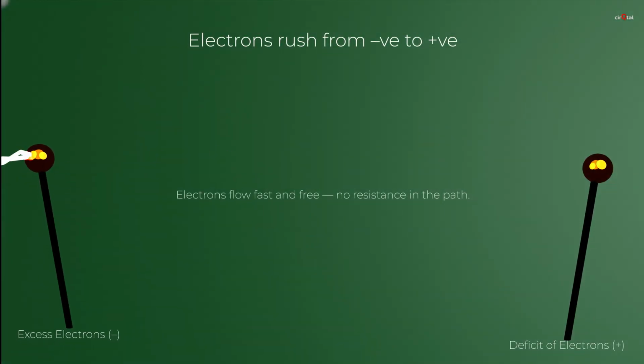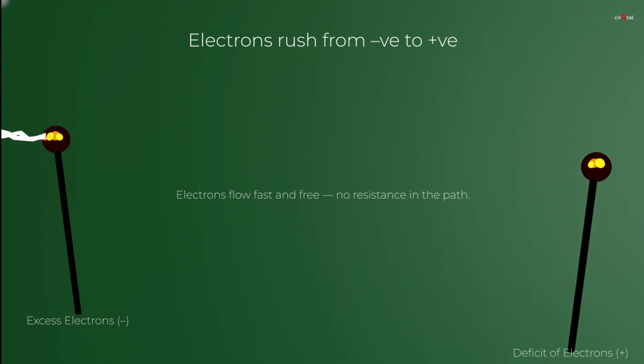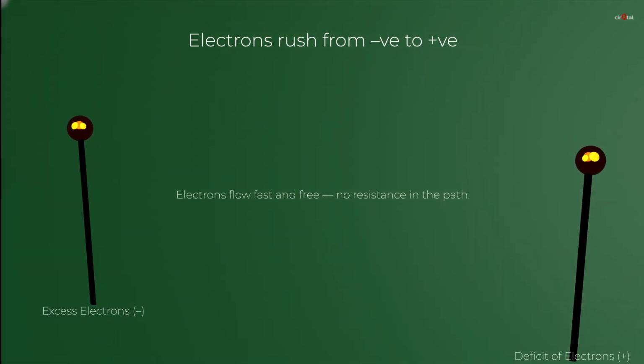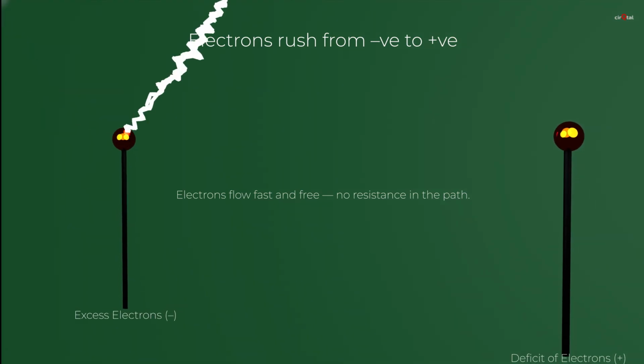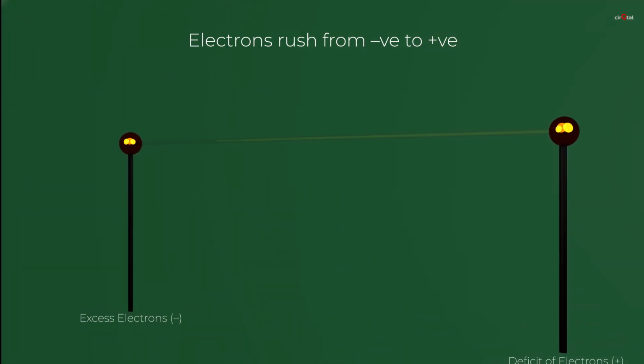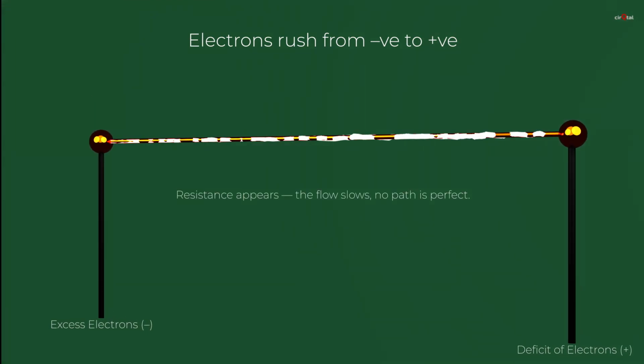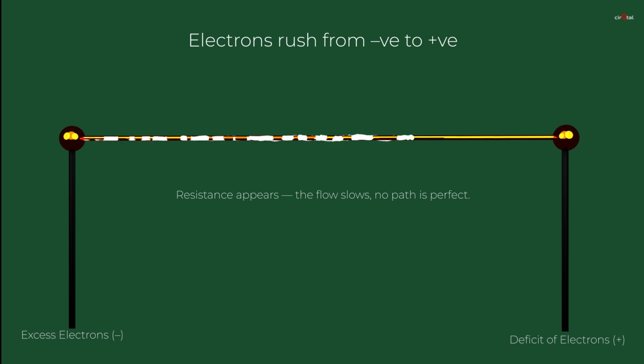Electricity always wants to move from a place where there is more of it to a place where there is less. Like water flowing downhill, it finds the easiest path it can. If there is an open path, it rushes through it, fast and free. But in the real world, there is no such thing as a perfect path. No wire or material lets it flow without a fight.